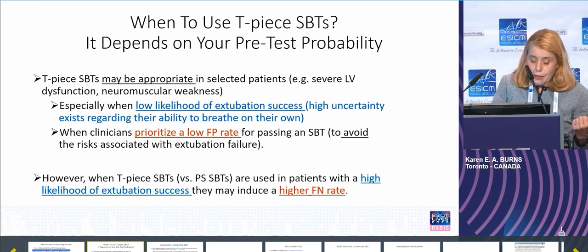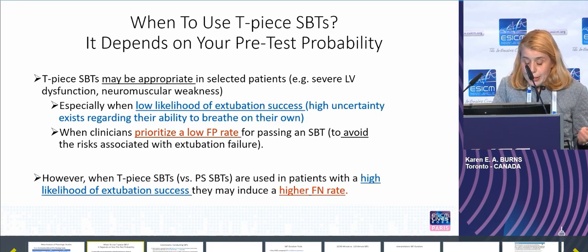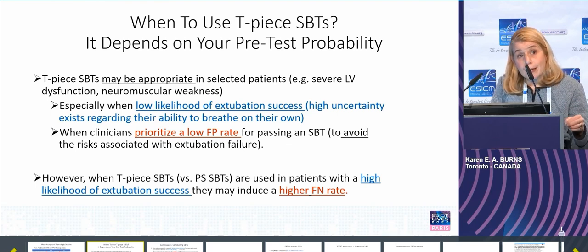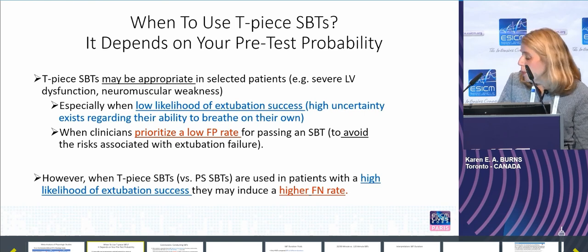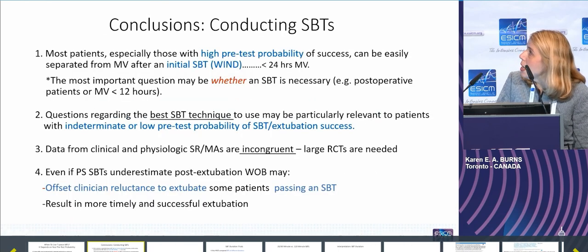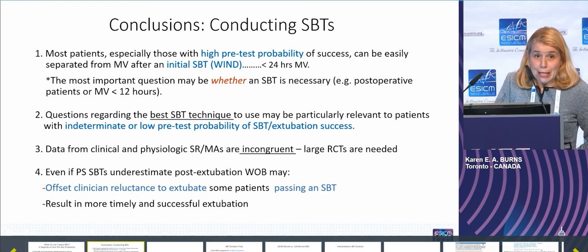But on the other hand, if you look at the converse, when you do a T-piece SBT in a patient who's at a high likelihood of being successfully extubated, you run the risk of getting a false negative and leaving that patient on the ventilator. So again, it kind of depends on your pretest probability. So for conducting SBTs, personally, I'm not convinced that everybody needs an SBT.